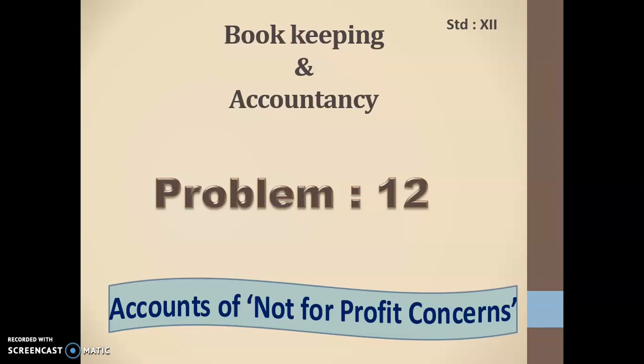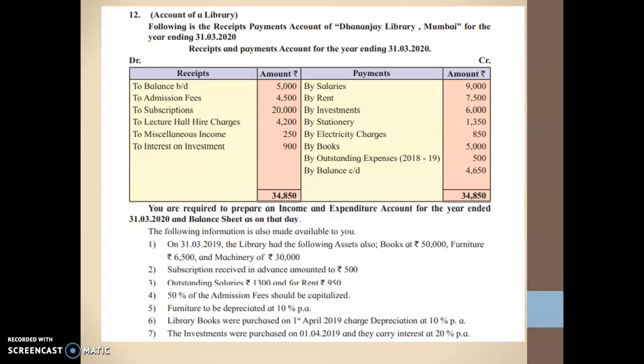Hello students, today we'll solve the 12th problem in our NPO chapter. Now here the receipt and payment account and adjustments are given. So let's start first with marking the adjustments.